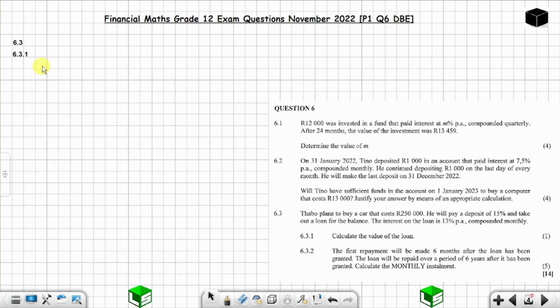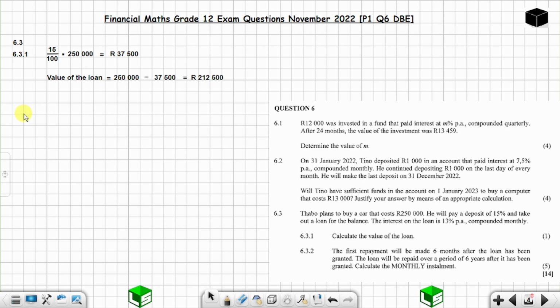Okay, 15%, you are going to have 15 over 100 times 250,000. When you plug this in your calculator, you are going to get this. So now the balance, the value of the loan, you are going to take this minus this. You subtract this from this. Now the remaining will be this. You can plug in your calculator. So this is the balance, the value of the loan.